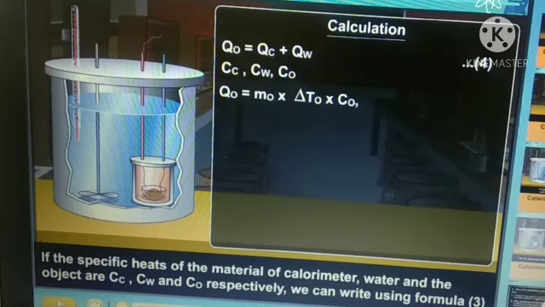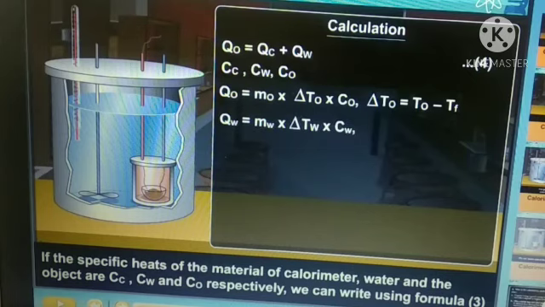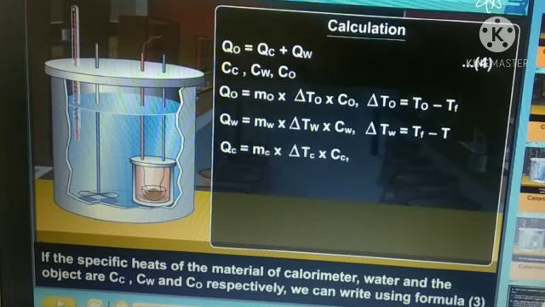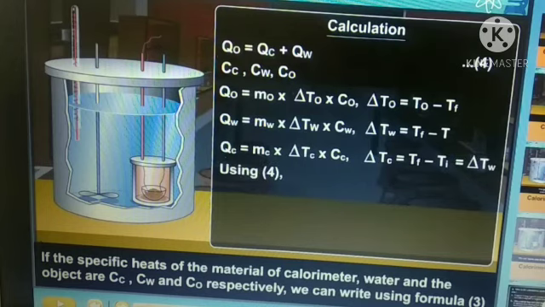Qo = mo × ΔTo × Co, where ΔTo = To − Ti. Qw = mw × ΔTw × Cw, where ΔTw = Tf − Ti. Qc = mc × ΔTc × Cc, where ΔTc = Tf − Ti = ΔTw.